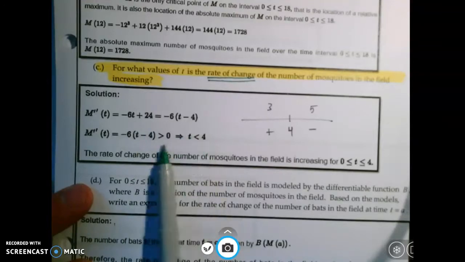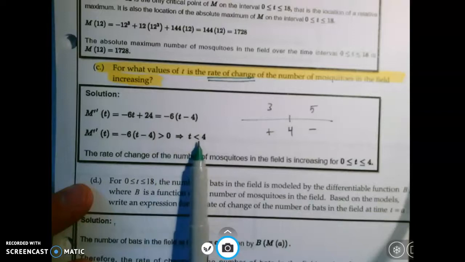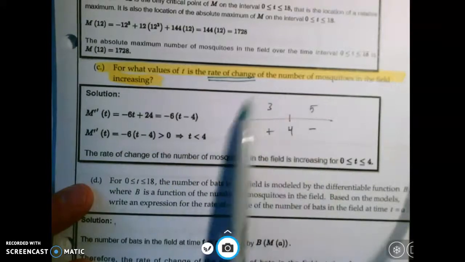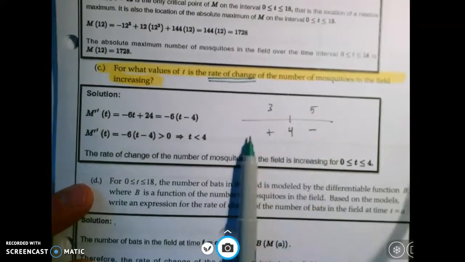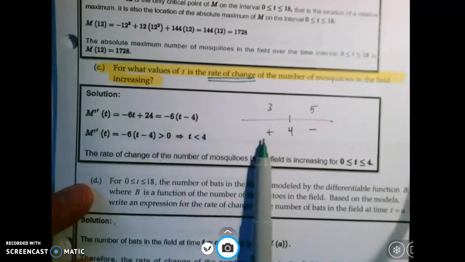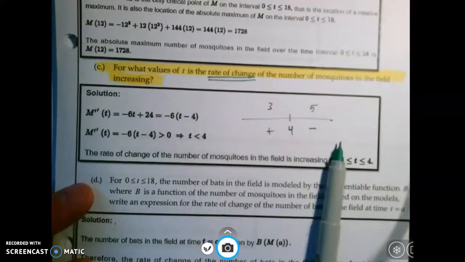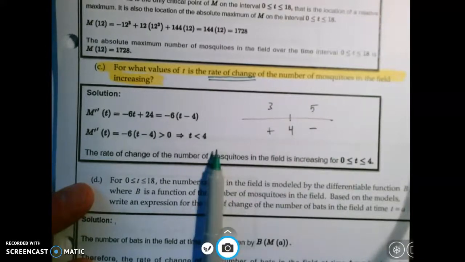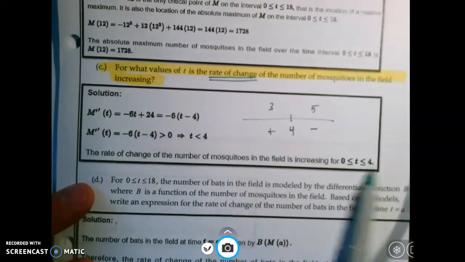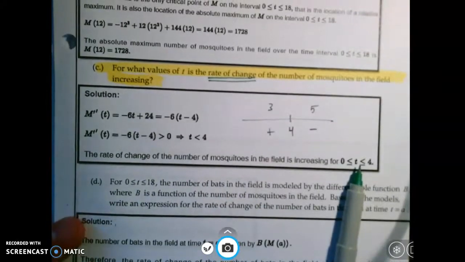When t is less than 4, it's positive. But real quickly, let's do a quick plus-minus chart. Notice that when I plug in 3, this becomes a negative times a negative, or positive. When I plug in 5, it becomes negative. So it's increasing from 0 to 4. The rate of change of the number of mosquitoes in the field is increasing from 0 to 4.